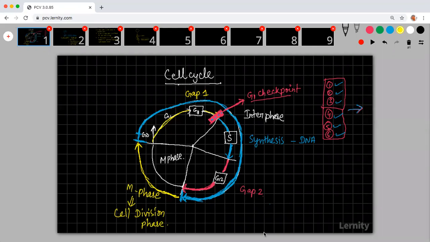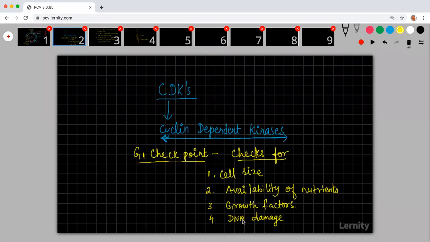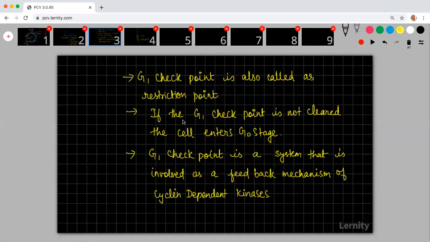And then like the last one, if there is any DNA damage, then under such conditions the cell cycle will not proceed. Okay, so in all these things, who is responsible for these activities? It is the CDKs which are responsible for this activity. What does this point say? If the G1 checkpoint is not cleared, the cell enters G0 stage. What is G0 stage? It just stays quiet.